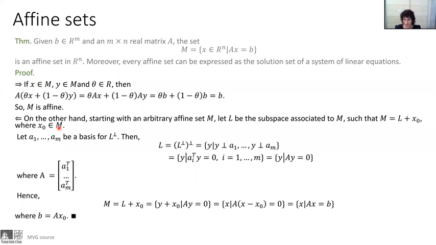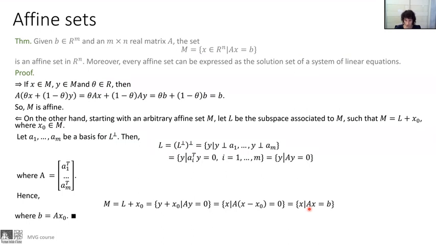Isn't it the null space of M? Great, great. L is the null space of the matrix A. Okay, L is exactly the null space of the matrix A.